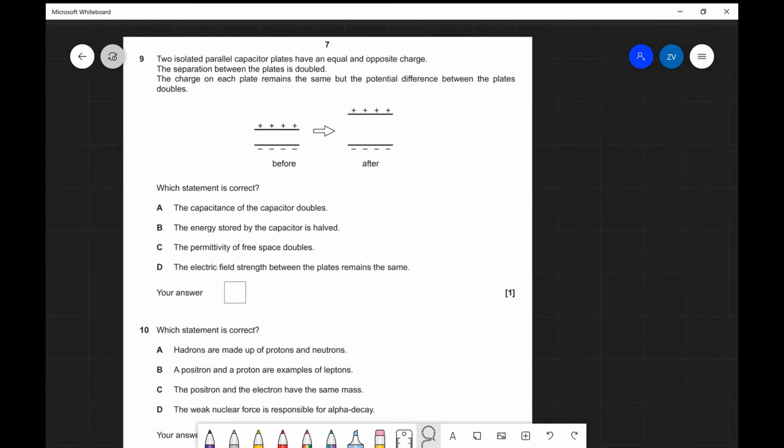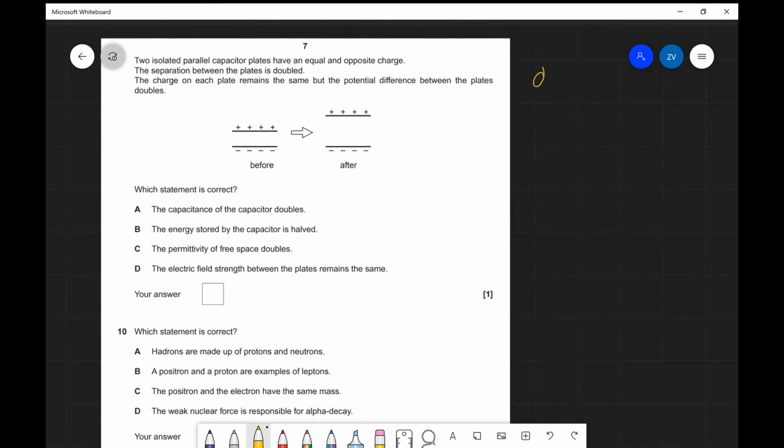We've got two parallel plate capacitors that have an equal and opposite charge. The separation between the plates is doubled, so shall I just write over here on the side? So we increase the distance between them by a factor of 2. The charge on each plate remains the same, but the potential difference between the plates doubles. Okay, so because Q is equal to C times V, if we were to double the voltage, the only way we could keep the charge the same would be to halve the capacitance.